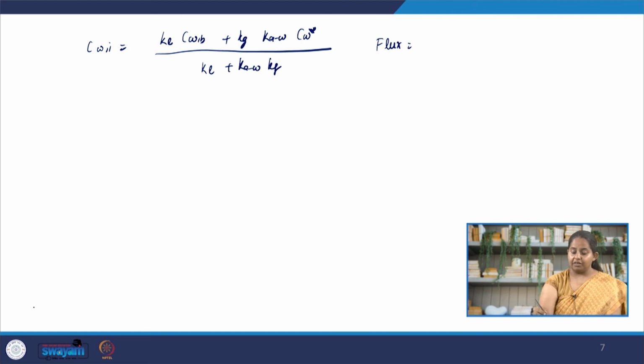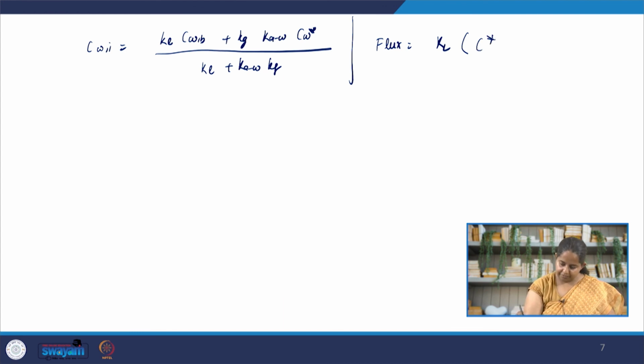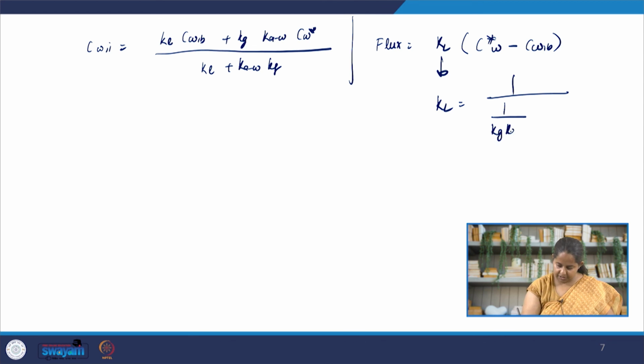Now the net flux of the contaminant coming from one phase to the other can be some constant multiplied by the difference in the concentrations, which will be given by CW dash minus CWB in the bulk phase. Now KL here will be equal to 1 by Kg KAW. So you can go from here to here very easily, it's just basic arithmetic, and this is your net flux.